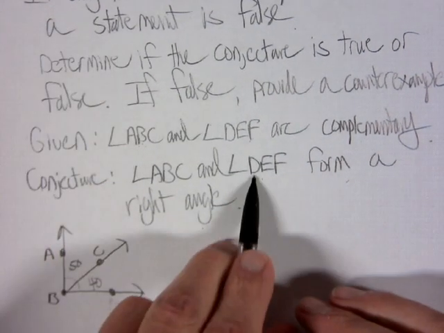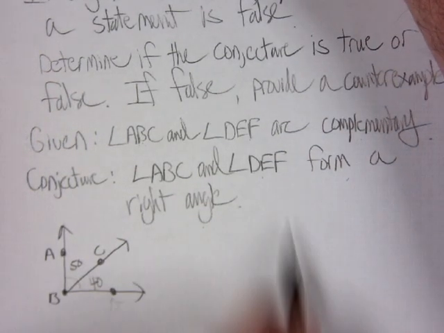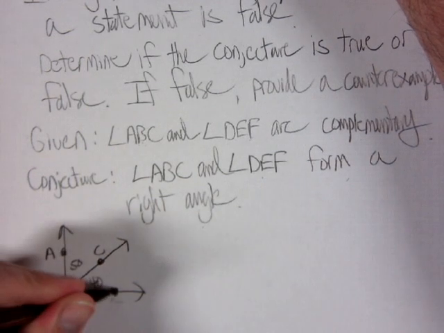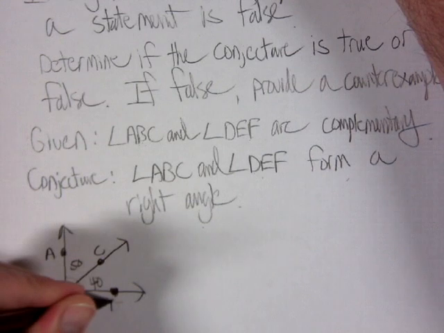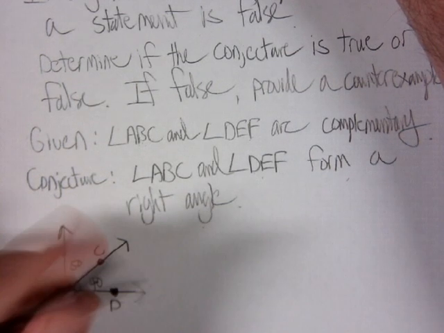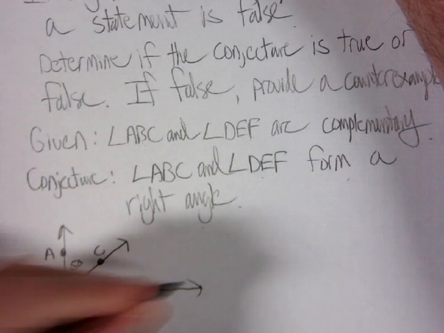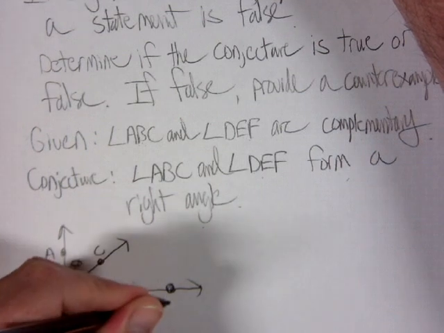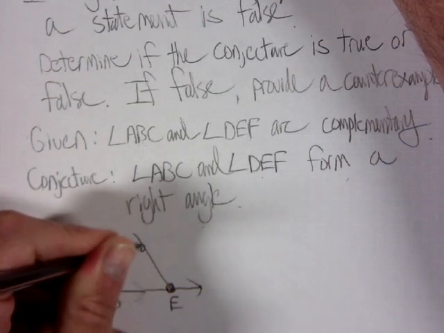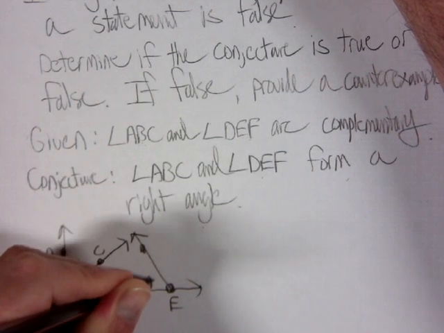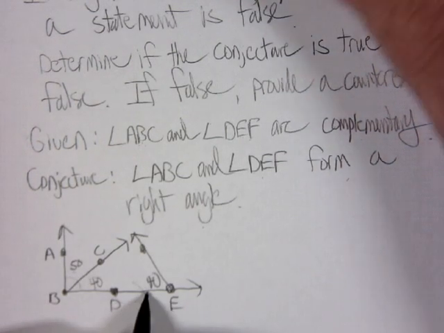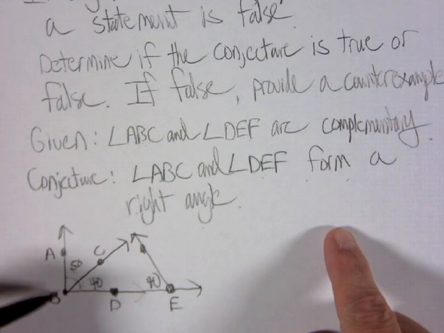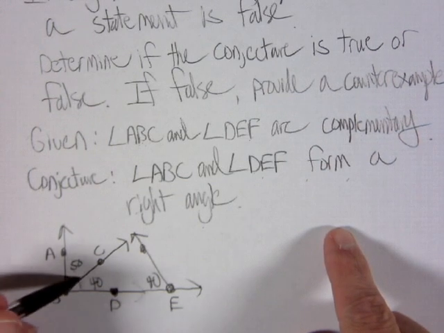So since these are three separate letters, then DEF has got to be over here away from this somewhere, right? And so, even if I made this point D, which I could, then if this is E, and then I would have to make another point for F, this would be 40. So yes, 50 and 40, they are complementary, but here's the deal. They don't form a right angle. They have to be adjacent. They have to share a common vertex in order to form a right angle here.